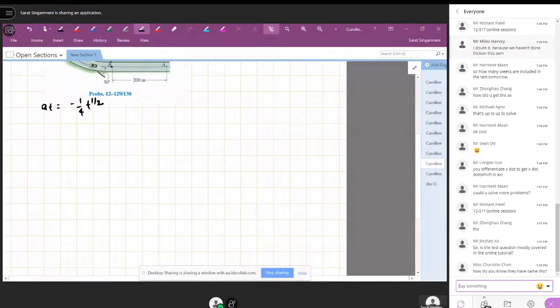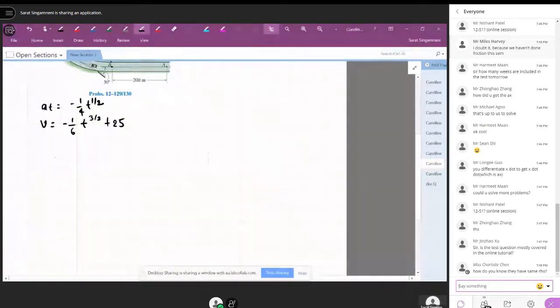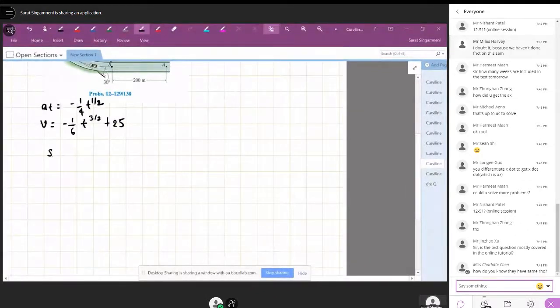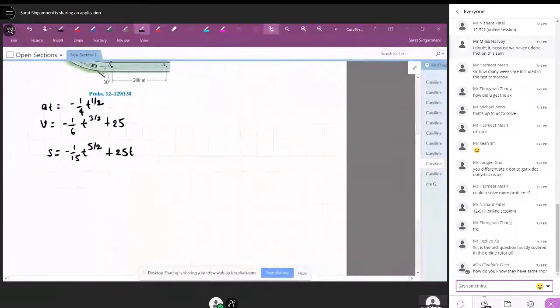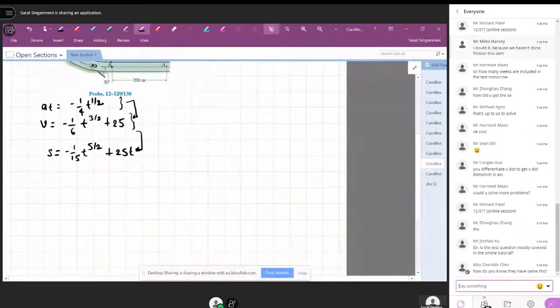So you use a equal to dv over dt, and from there integral dv equal to integral a dt. Substitute these quantities and simplify. You will get velocity as a function of time, which will reduce to minus 1/6 t to the power 3/2 plus 25. I'll leave that with you to do. And velocity is equal to ds over dt, and ds equal to v dt. If you integrate it once again, you will get displacement as a function of time, which is minus 1/15 t to the power 5/2 plus 25 t. So integrate this, you get this. Integrate this, you get this. That's what it is. We have been doing that a number of times.